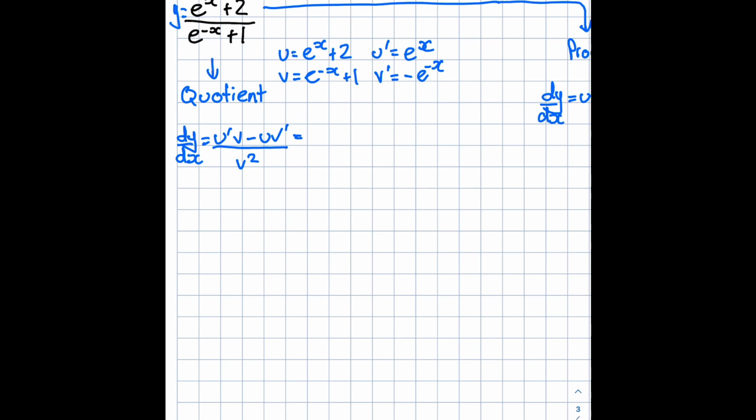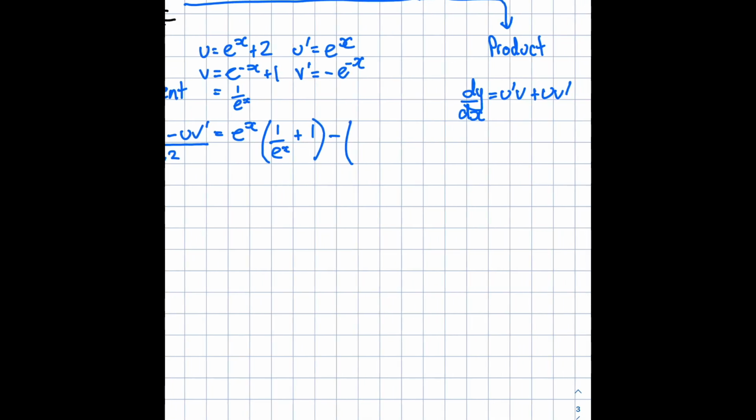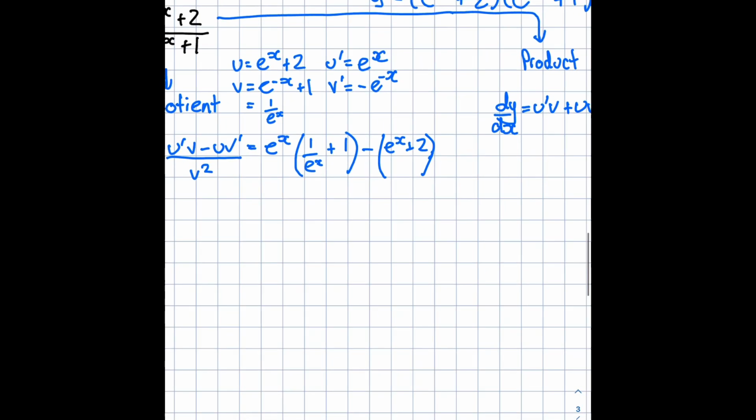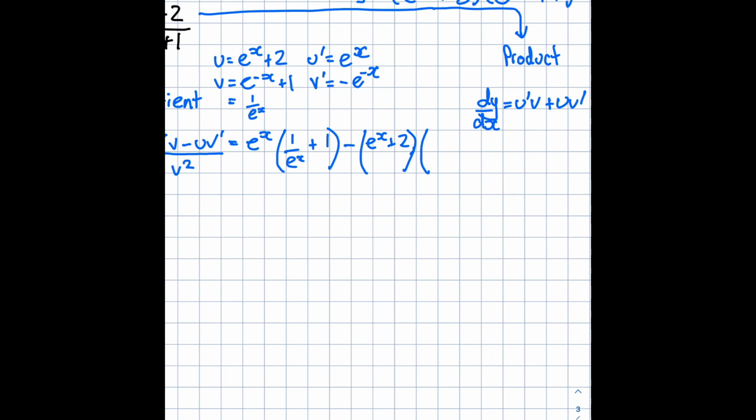So we've got u dash equals e to the x, and then we've got v equals, I'm just going to do it out like this. So e to the negative x, I'm just going to skip a step of working here. This v term could be written as 1 over e to the x. So I'm just going to do that for the minute. So 1 over e to the x, and then that's plus 1. And then we've got minus u. Our u term is e to the x plus 2. And then we've got times v dash, which is negative 1 over e to the x.